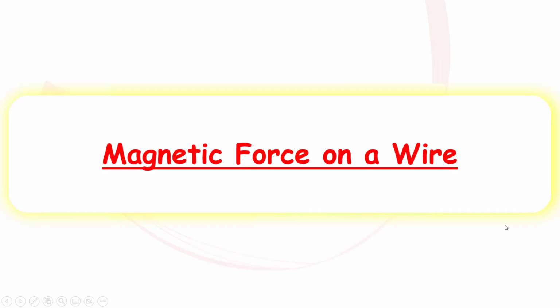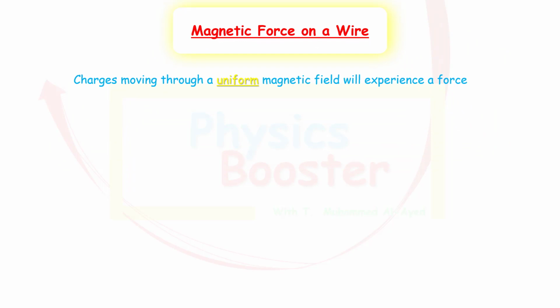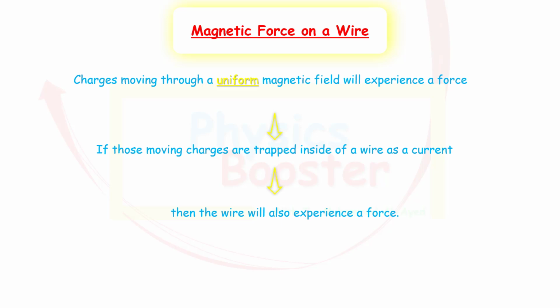In this video we will be explaining the magnetic force on a wire. Charges moving through a uniform magnetic field will experience a magnetic force acting on them, and we learned that from the previous videos. Now, what if these charges were trapped inside of a wire as a current? Because we know that current is the number of charges passing each second. So this means that the wire will also experience a force acting on it.